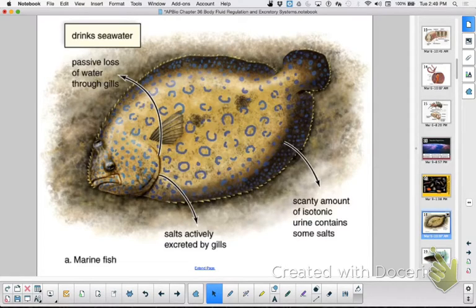And then they have scanty urine, which means very little. They don't pee a lot because they're trying to hold as much water in as they possibly can. Similar to you, early in the morning, your urine, you might have a lot of it, but it's very what? Moist, good.